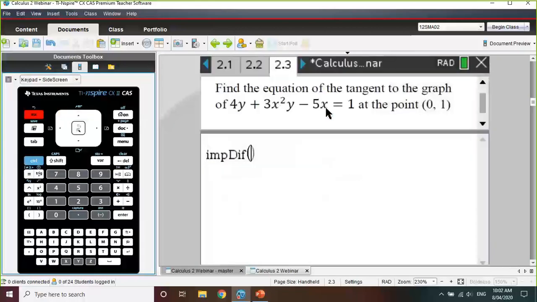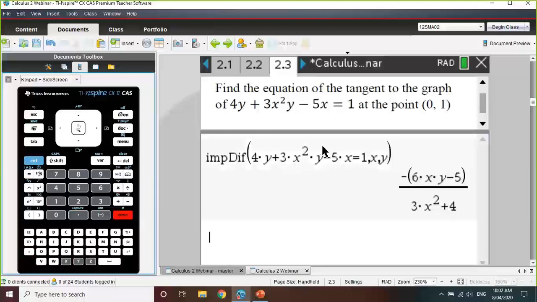So from here, we can type in our equation. 4y plus 3 times x squared times y, making sure we put in the multipliers in between all of our factors, that's 5 times x, is equal to 1. Now I want comma x, comma y. And that's spitting out the dy/dx.